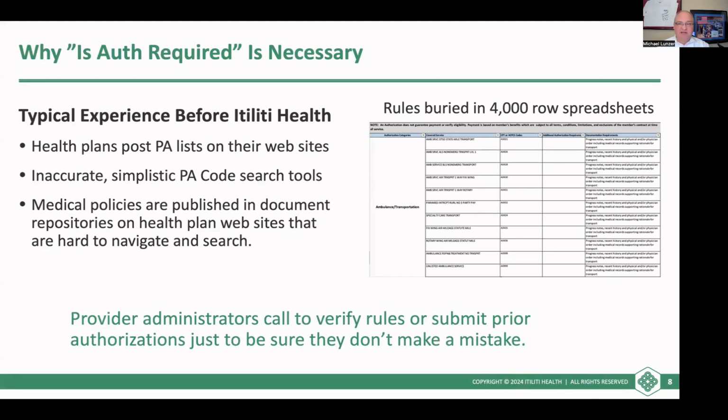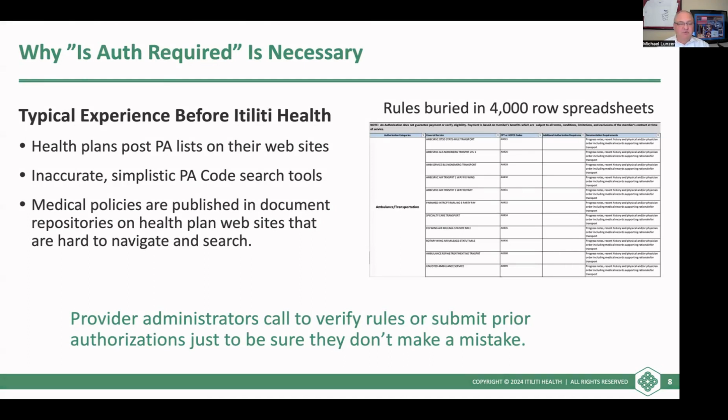Another way that health plans support this requirement is sometimes they'll put very simplistic PA code search tools out on their website, where the provider can enter in the CPT code and get an answer back, yes or no. Again, that doesn't really take into account all of the variations by product that the health plan sells or by date.